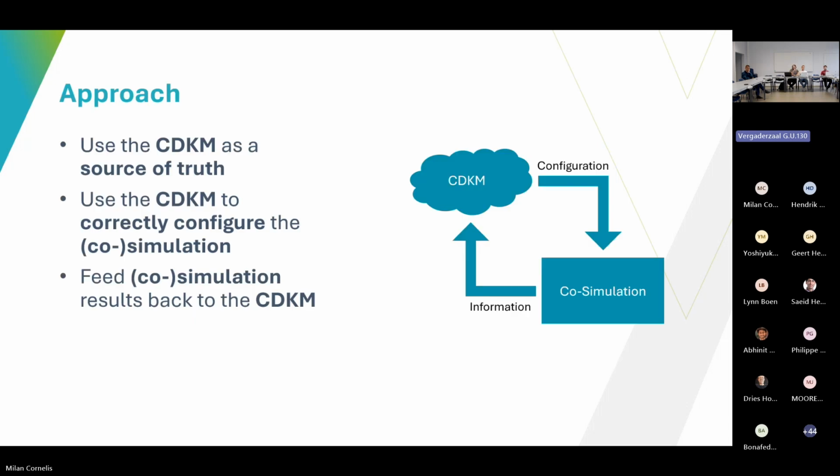So basically, the approach that we are taking is we're using this cross-domain knowledge model as a source of truth to basically configure and correctly set up our co-simulations. And then once we've actually run these co-simulations, the results of these we can feed back to the cross-domain knowledge model as, for example, these performance values to check, for example, these satisfies relationships. So we actually feed back the results of our analysis to the cross-domain knowledge model to keep this also updated.